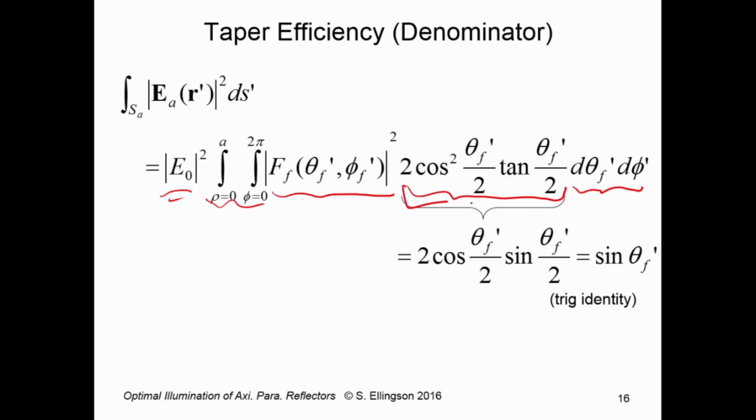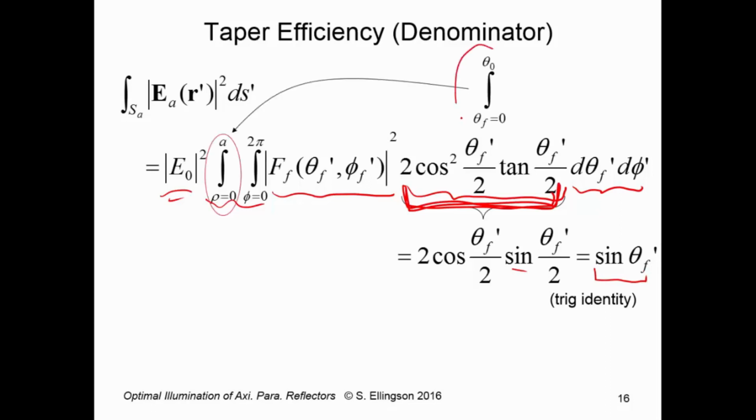Now this part here, we can do some work on this. First, we note that this is equal to 2 cosine theta sub f prime divided by 2, over sine theta sub f prime divided by 2. And then through a trig identity, this just reduces to sine theta sub f prime. So a tremendous amount of simplification there.